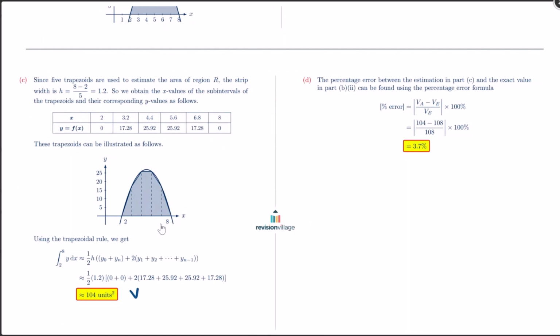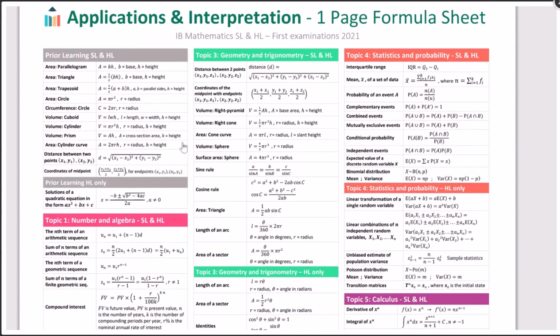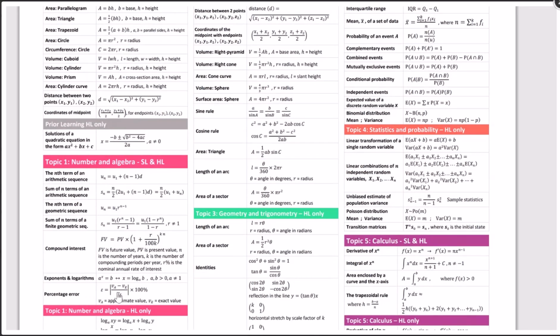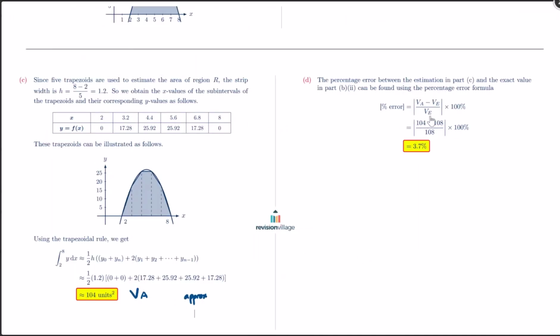Now, just be careful because the question said estimation, but you just got to be careful using your E's, because we used E for exact. So let's use A. The percentage error formula has A for approx. So this is the approximate as opposed to the exact value. So we have a percentage error formula here in the AI formula booklet. Go down to topic 1, SL and HL, the bottom formula here, this percentage error formula. Okay, so that's the percentage error formula here.